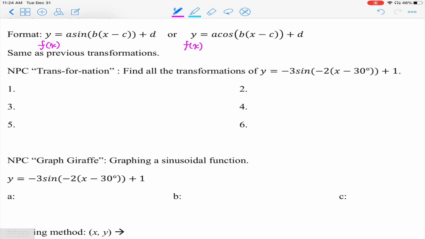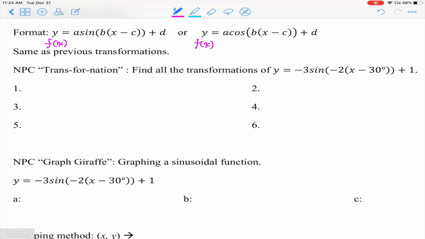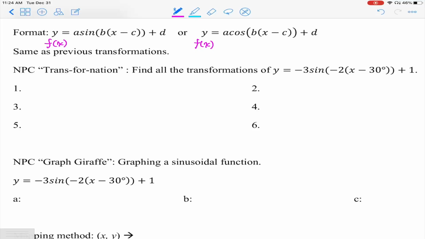Let's take a look at the actual example. In the first example, transformation: find all the transformations of y equals -3 sine(-2x minus 30 degrees) plus 1. So then we have 1, 2, 3, 4, 5, and 6 transformations. So let's then take a look at one at a time.